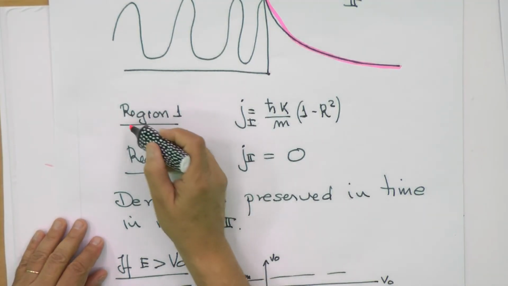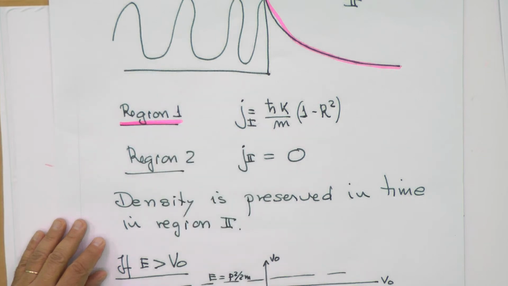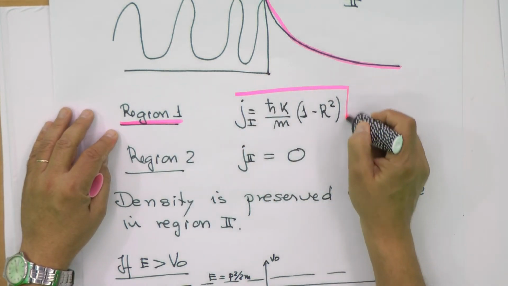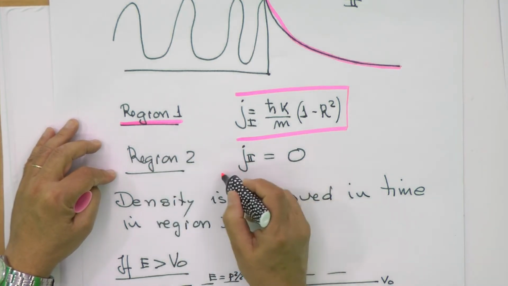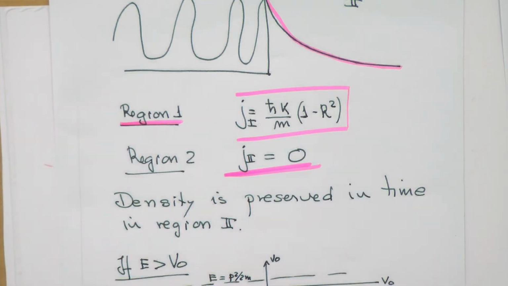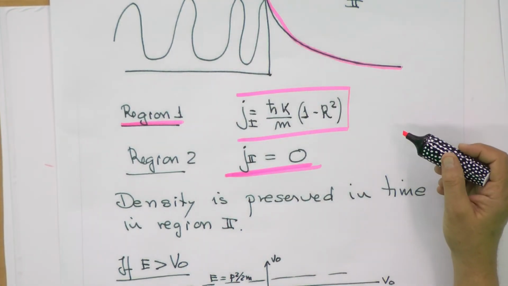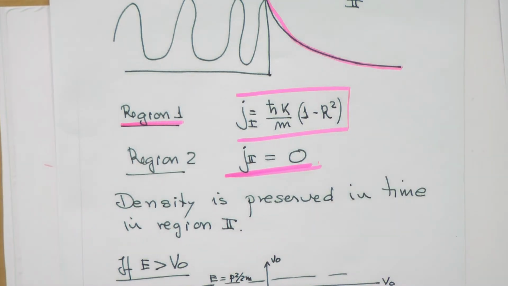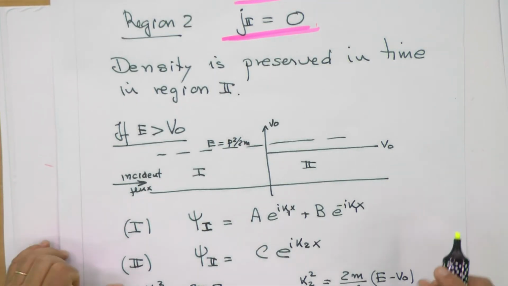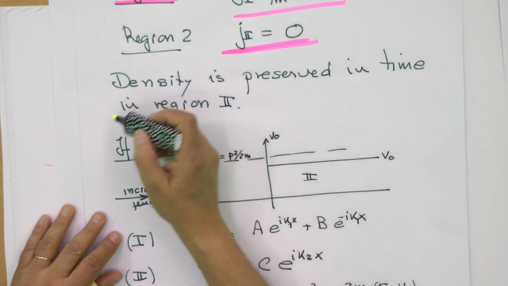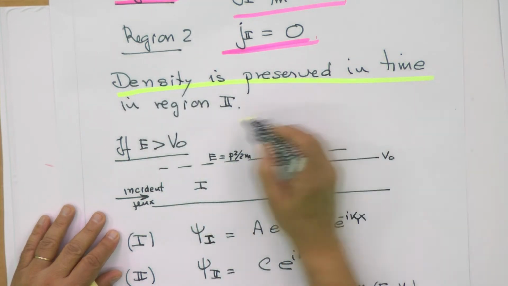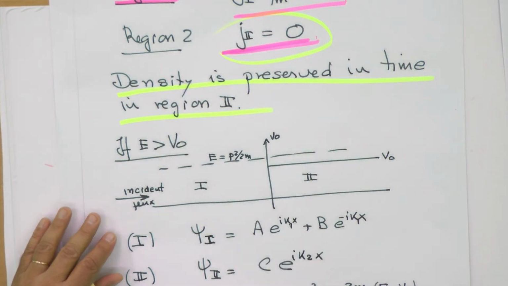Now, if we calculate region 1, we get this. If we calculate the step, region 2, we get that. The flux here is the combination of the two, and the flux on the other side is 0. Very good. Well, you can also consider the other interesting fact: the density is preserved in time, whenever the flux is 0, right?